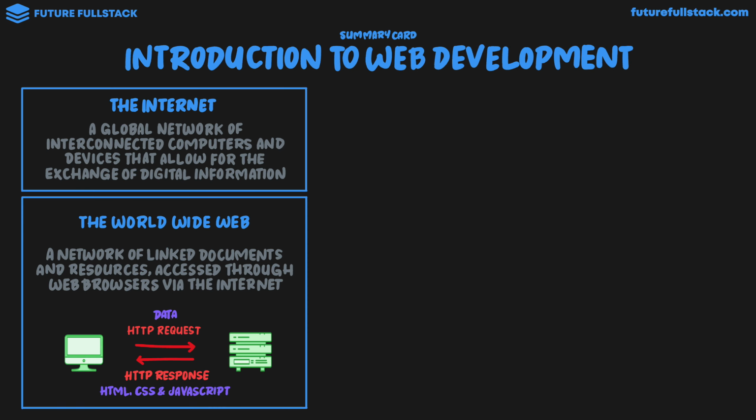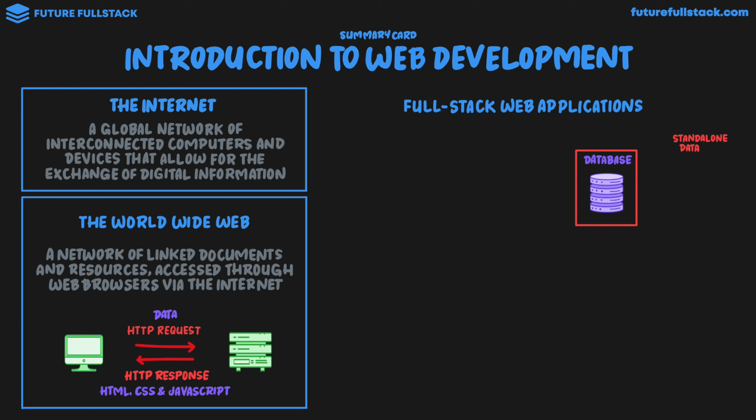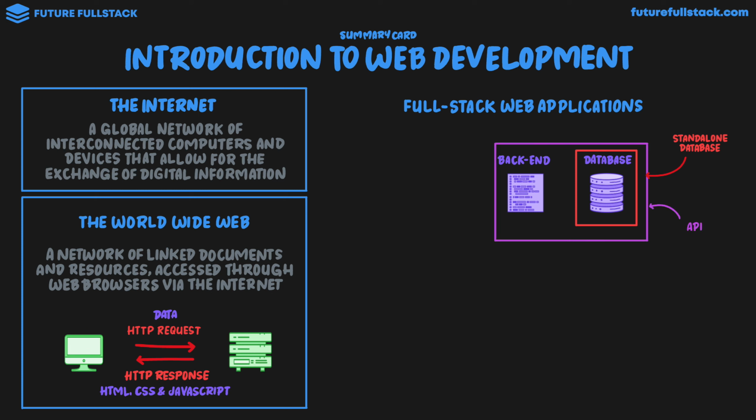Let's now add to the summary card from the previous video. We've looked at full-stack web applications. We started at the bottom by looking at the database, which is a system for storing and managing data in an organized way. When used by itself, it is called a standalone database. We then looked at the backend, which is responsible for server-side logic, processing user requests, and interacting with the database to retrieve, update, and store data. A backend with a database is called an API.